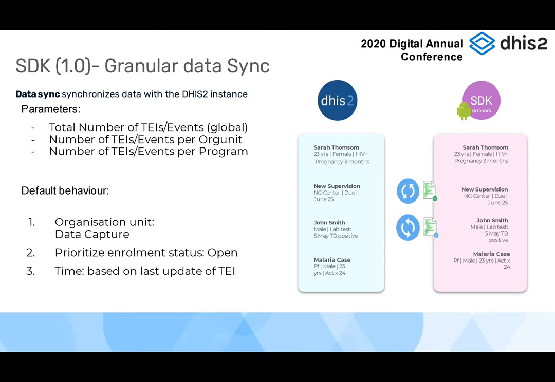So we can specify the number of TEIs or events to be synchronized with a DHIS2 instance, but we can also play with some parameters, like the number of TEIs or events per organisation unit, the number of TEIs or events per program, or a combination of both. Whenever we are doing the synchronization, we always synchronize the ones that are in the data capture organisation unit tree of the user. In terms of TEIs, we prioritize those whose enrollment status is open, and also those that have been updated recently. Now we have more possibilities for defining more and more options for granular data sync, but we are going to see that in 5 minutes.